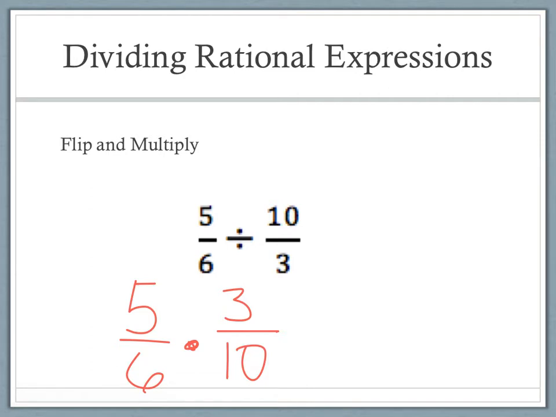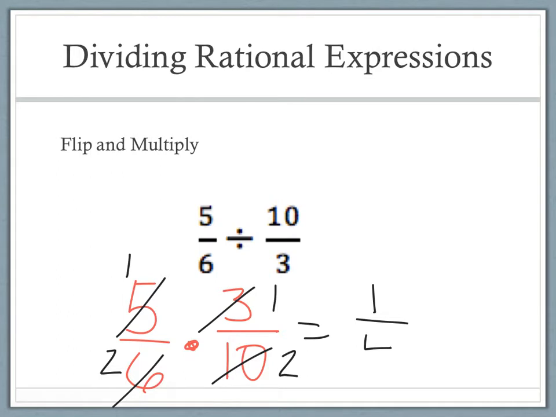Now we can do what we just did on the last one, and we can cross simplify. I noticed that 5 goes into both of those. 5 goes into 5 one time, 5 goes into 10 2 times. Same thing with my 3 and 6. 3 goes into it once, 3 goes into it twice. So on top, I got 1 times 1, which is 1, and then 2 times 2, which is 4. That was how we multiply or divide fractions. Now we're going to take that with variables.